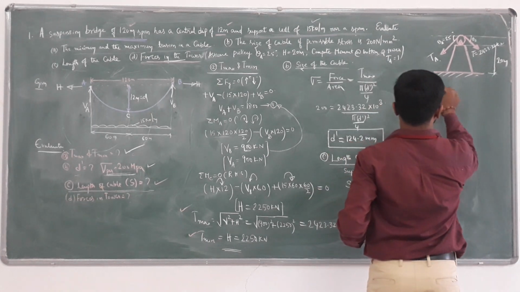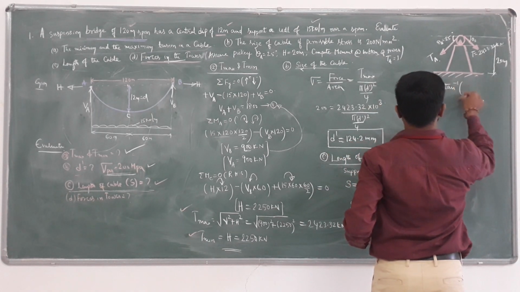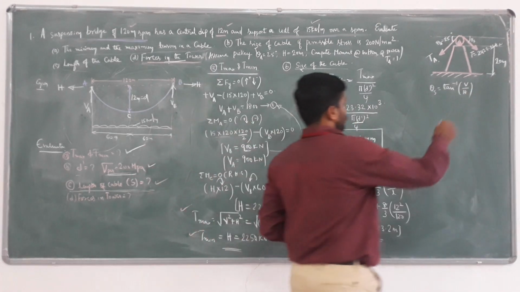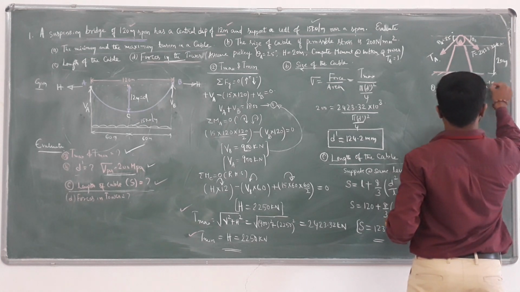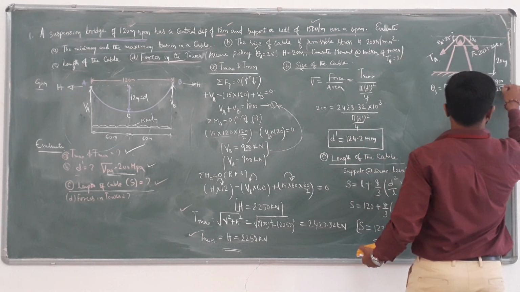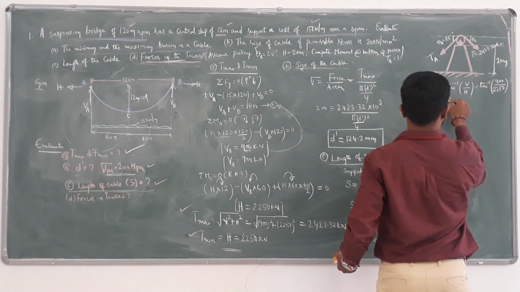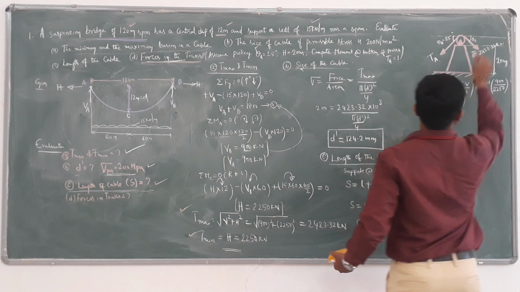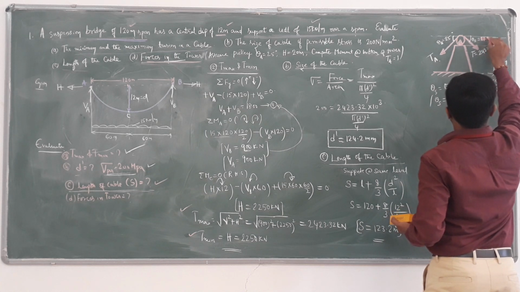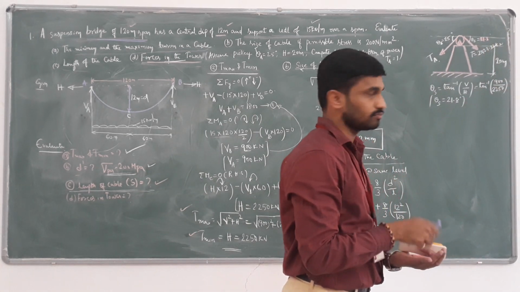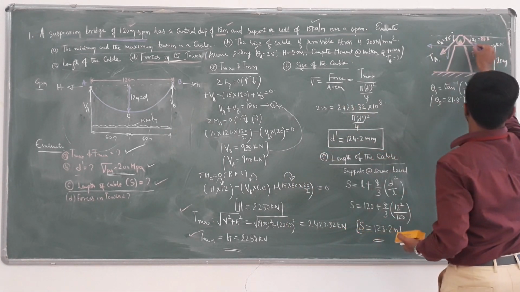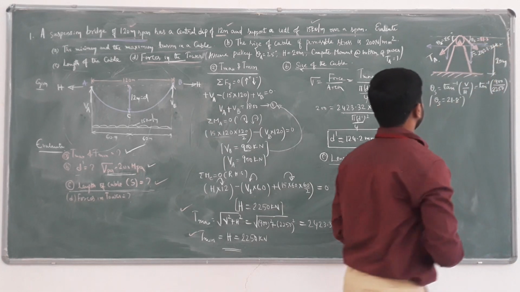Theta s equals tan inverse of V by H. I know VA equals VB, that is 900. Therefore, tan inverse of 900 divided by the H value, which is 2250. So, what is the value? 21.8 degree. I got this value as 21.8 degree. Now, resolve this and resolve this. It's very easy.